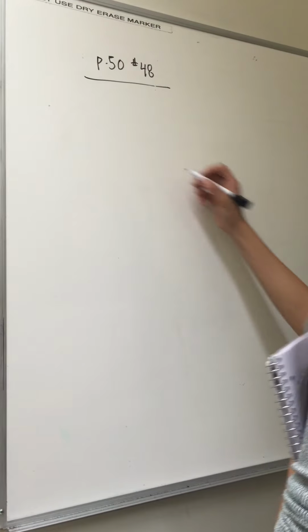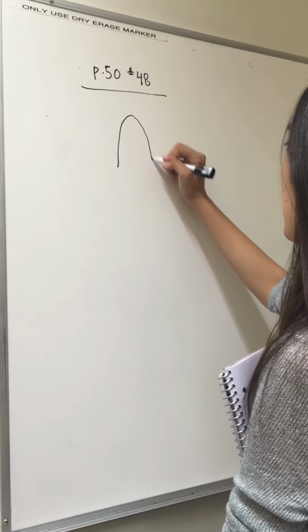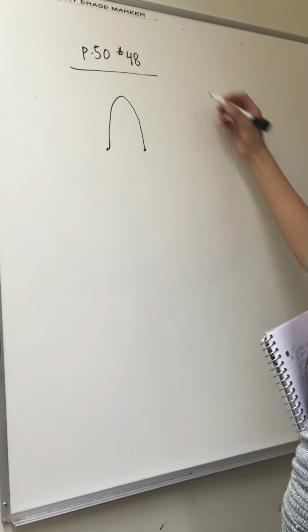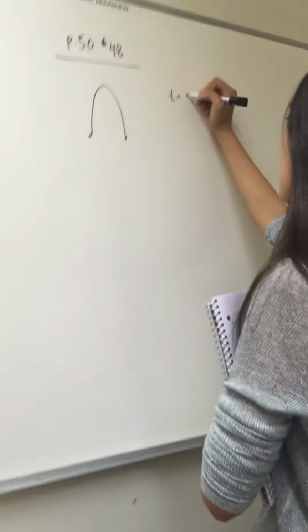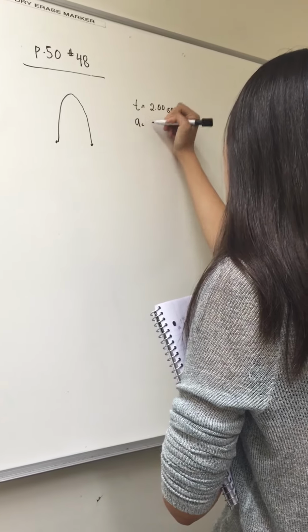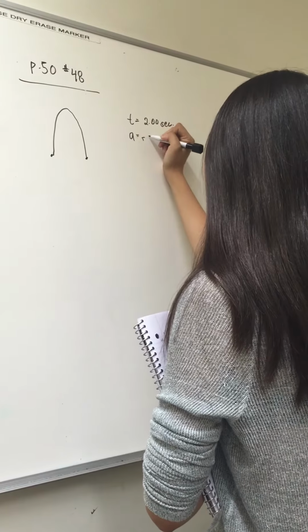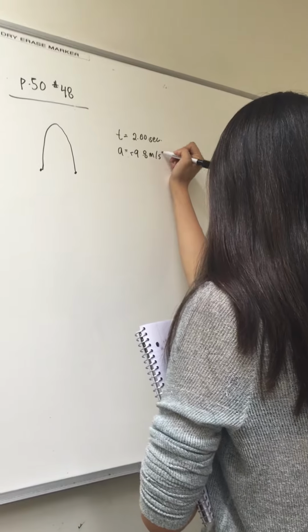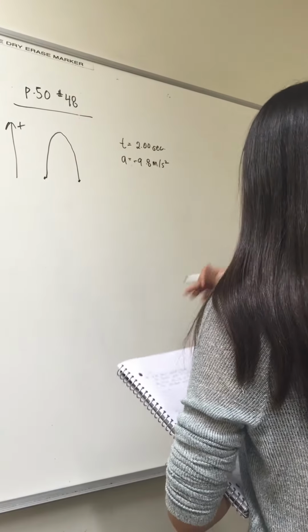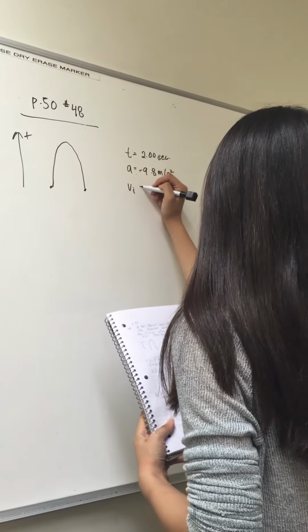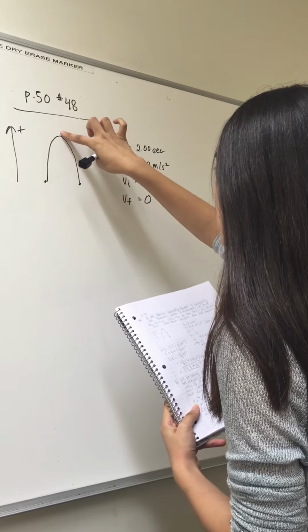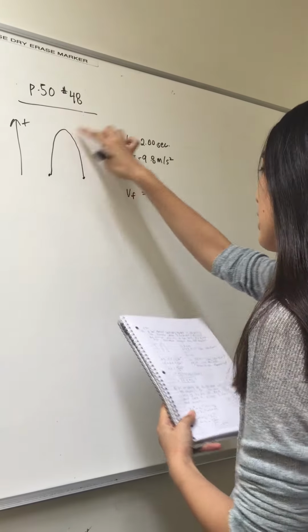So we'll begin by drawing a picture. So it's going to be a downward parabola. And we'll start writing the knowns. Time is 2.00 seconds. The acceleration due to gravity is going to be negative 9.8 meters per second squared, because we're going to assume that upward is positive. Then our initial velocity is unknown. We're trying to find that. Our final velocity is 0 because it reaches the top, and then the final velocity will be 0.